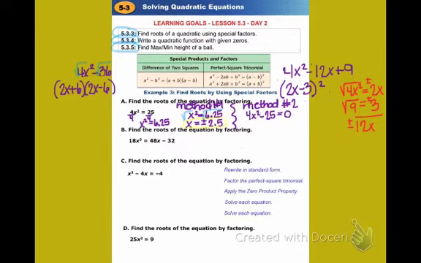And then I could factor this difference of squares by square rooting both those terms. One of the binomials will be plus, the other one will be a minus: 2x plus 5 and 2x minus 5. And then I could simply set each one of these binomials equal to 0. So I could say 2x plus 5 equals 0 and find that solution, and 2x minus 5 equals 0.